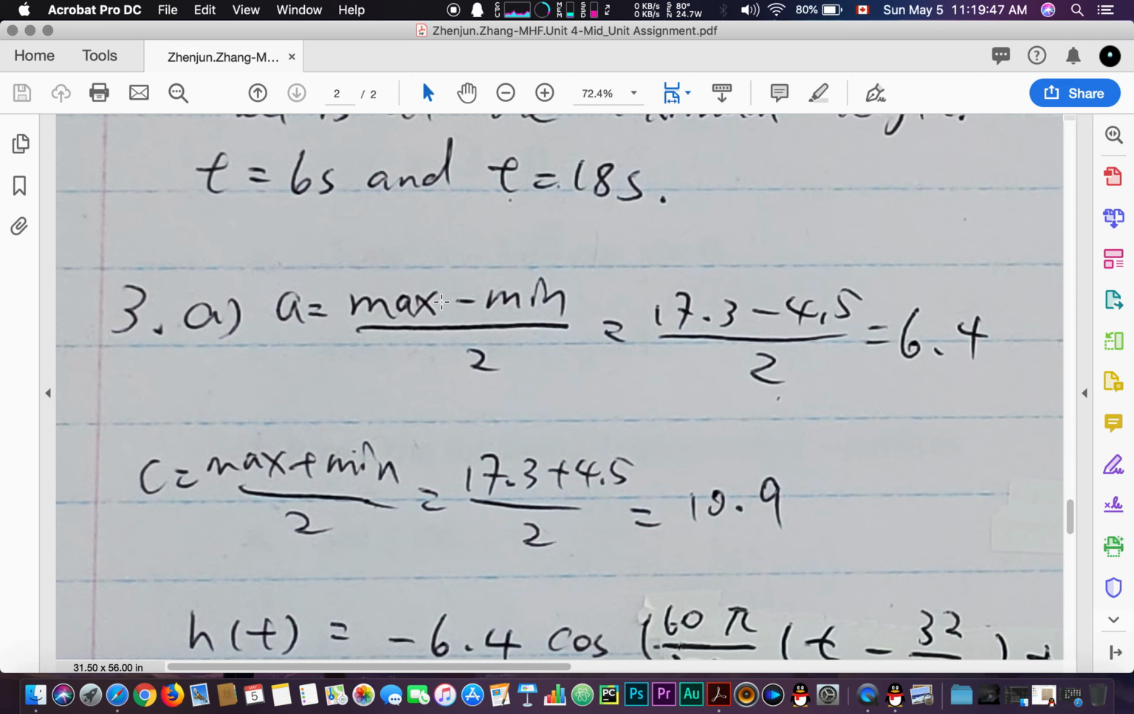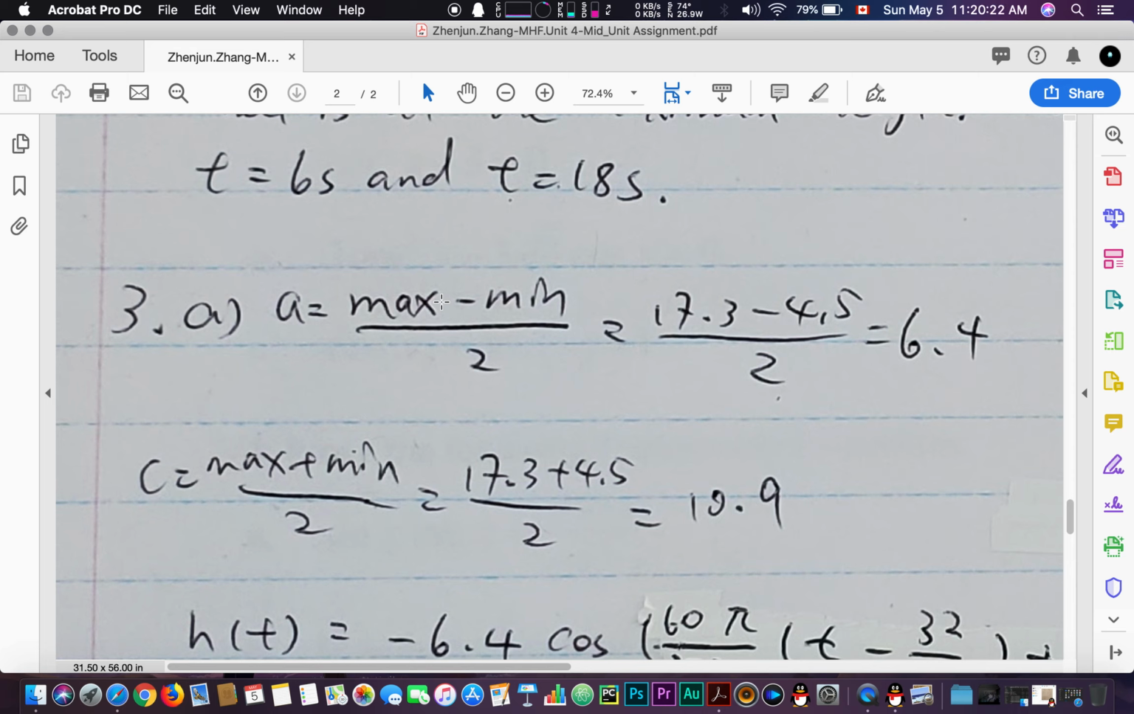The height of the tide in the Bay of Fundy relative to a pier varies from a low of 4.5 meters at 2:08 to a height of 17.3 meters at 08:21, measured with a 24-hour clock. Okay, so that's 2 o'clock, 2:08, and that's 8:21.